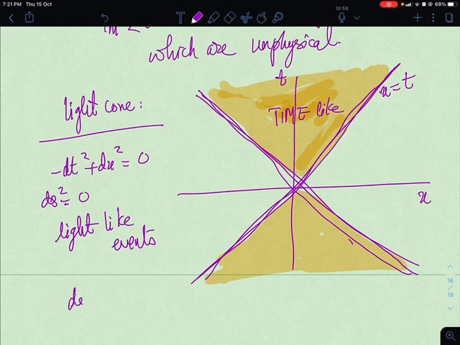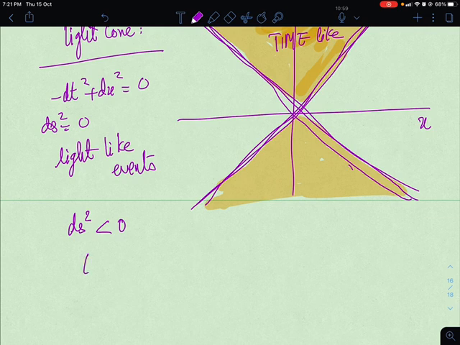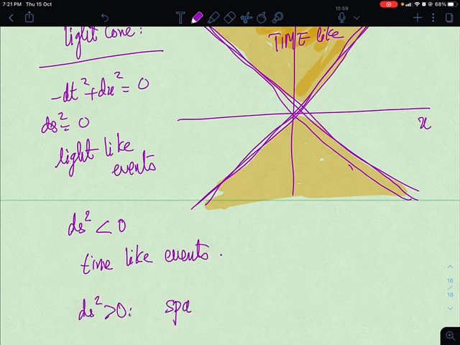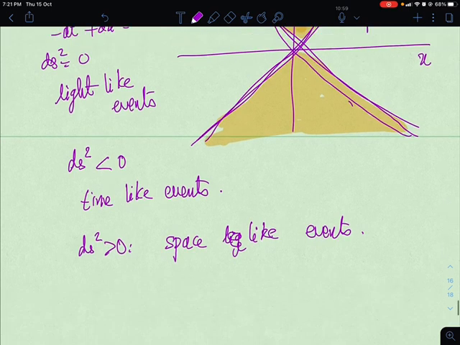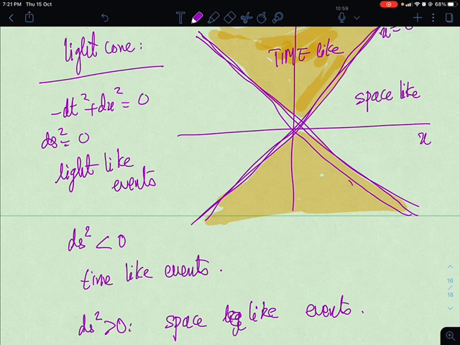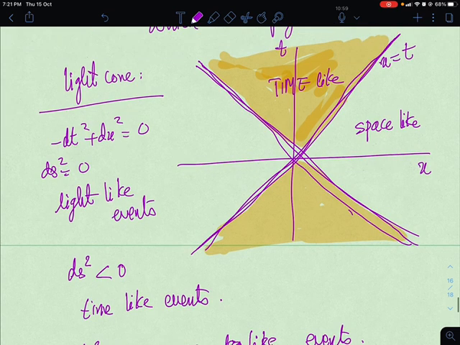Okay. So in this case ds square is negative, time-like events. Finally, you will have ds square positive, which are called space-like events. So in space-like events, what happens? The space part is the dominant part, so ds square is positive. So why is this important?